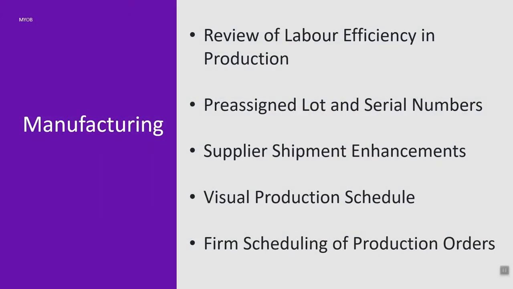Coming up next is the Manufacturing Edition. These new features will be shipped in version 2021.2. Manufacturers will be able to review labor efficiency in production. There will be reassignments of lot and serial numbers. There will be some supplier shipment enhancements and visual production schedule, as well as firm scheduling for production orders.